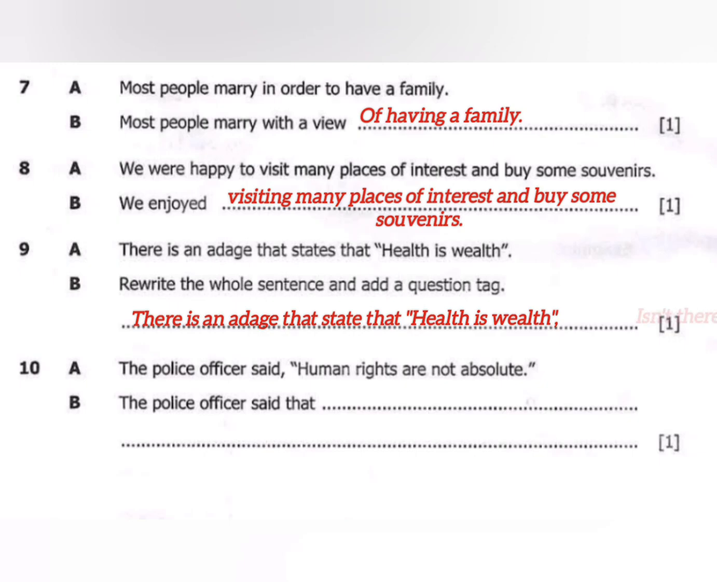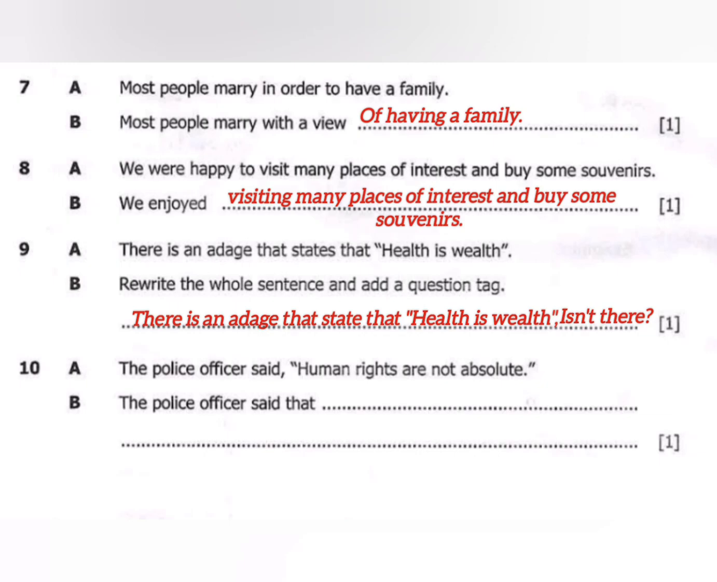Isn't there? Then you put a question mark. So I'm saying, there is an adage that states that health is wealthy, you put a comma, then you put a question tag, isn't there? Then you put a question mark. Okay, then as for the last one, question 10, A.